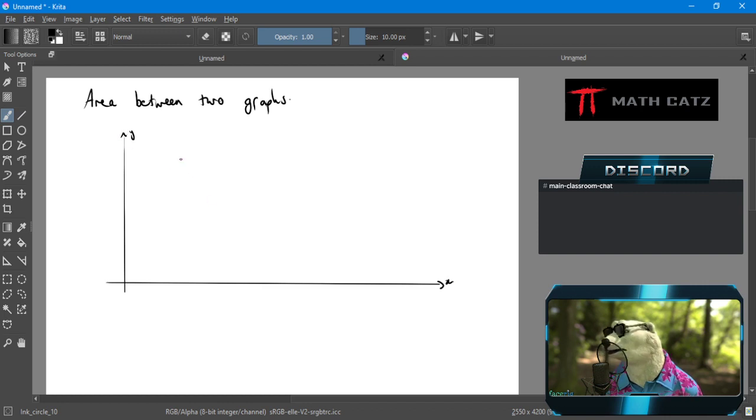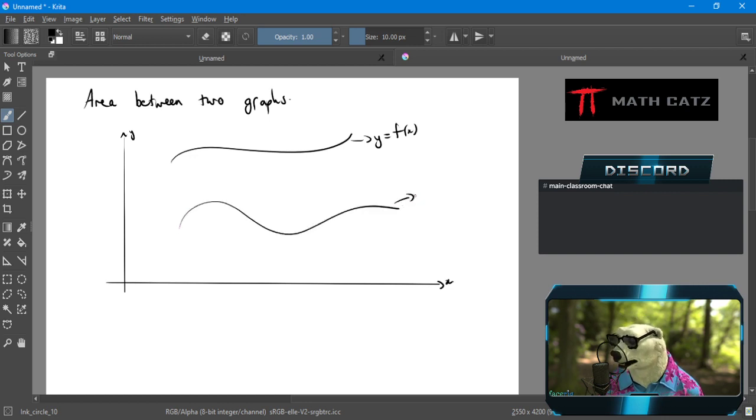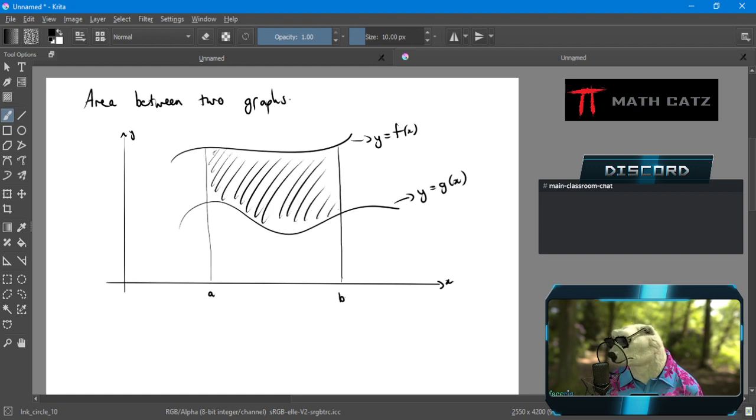We can say, well, let's suppose I have some graph up here coming from a function, and I have another graph down here coming from a different function. Let's call it g, and I'm interested in the area between a and b. So I'm interested in this area over here, the area between two graphs. How can I find that?